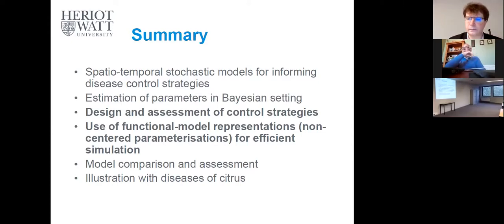And in particular, I'll talk about what we call functional model representations for efficient simulations of stochastic models. So if you're interested in simulation of stochastic models, hopefully some of the things I'll cover will be of interest. And if there's time, I may say a little bit about model comparison and assessment, and throughout I'll be illustrating this with diseases of citrus.